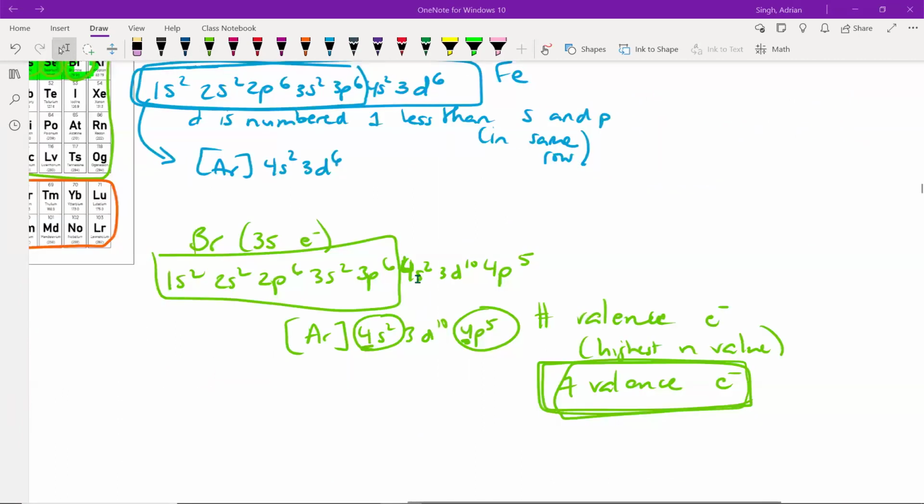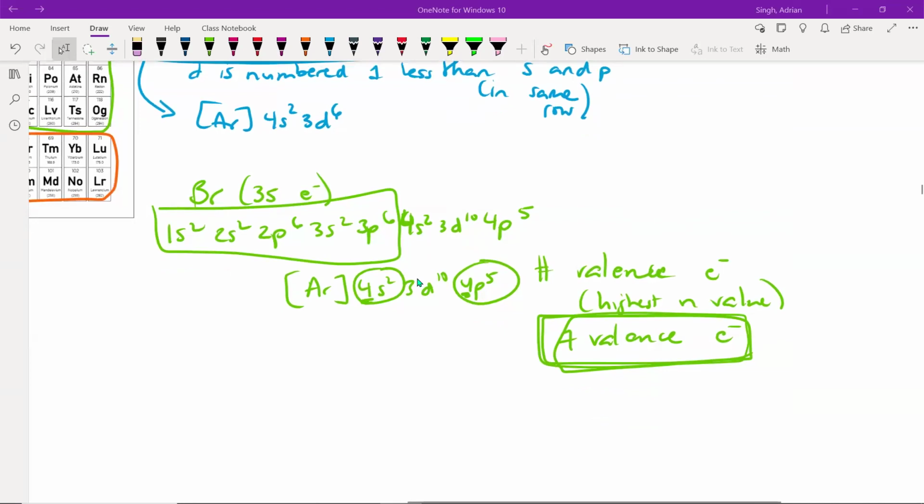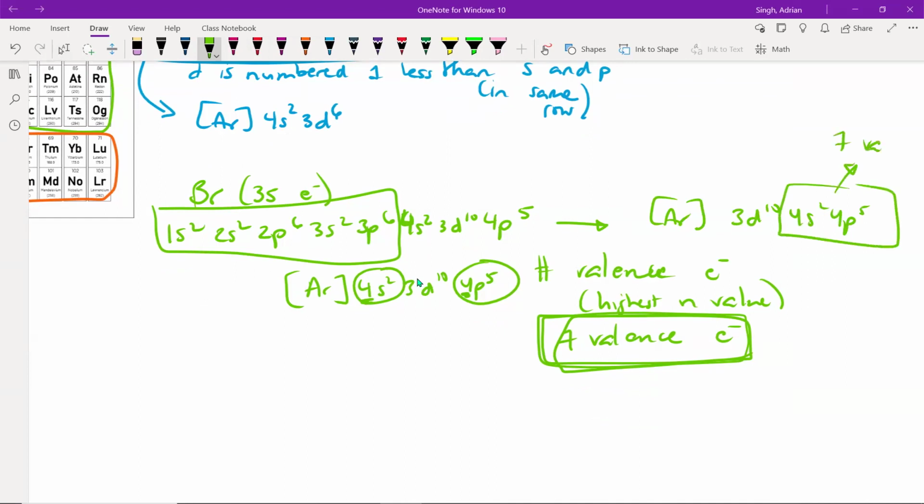Sometimes you'll see the electron configuration written, for example for these, to show that the valence electrons are all together. In this case, you'll see argon, maybe 3d10, and then you have your 4s2, 4p5, just to lump them together to show that you still have your 7 valence electrons.